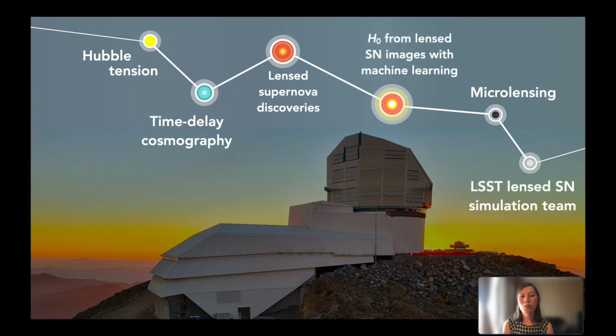Then I'll talk about a project that I'm working on within the Dark Energy Science Collaboration, or DESC, which has the aim to infer the Hubble constant from lensed supernova images using machine learning. And within this project, we'll take a deeper look at the effects of microlensing on the population of lensed supernovae that we'll discover with Rubin. And then I'd like to introduce a joint effort of the Strong Lensing and the Dark Energy Science Collaboration, which is the Lensed Supernova Simulation Team.